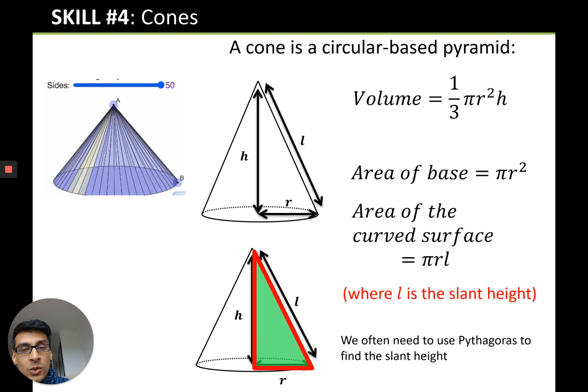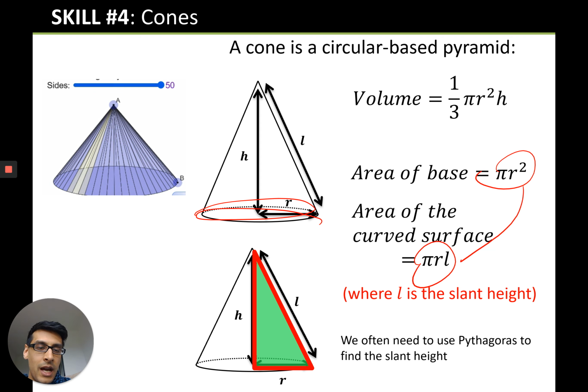If you're asked to work out the surface area of the whole cone, then you also have to remember to add the base, which is pi r squared. When you combine these two bits together, that will tell you the surface area of a cone. Okay, so you can make notes on that however you need to.